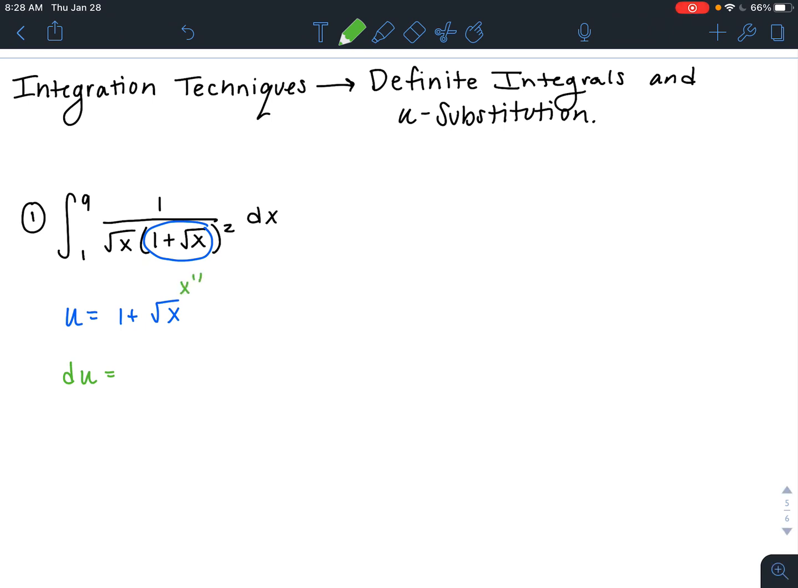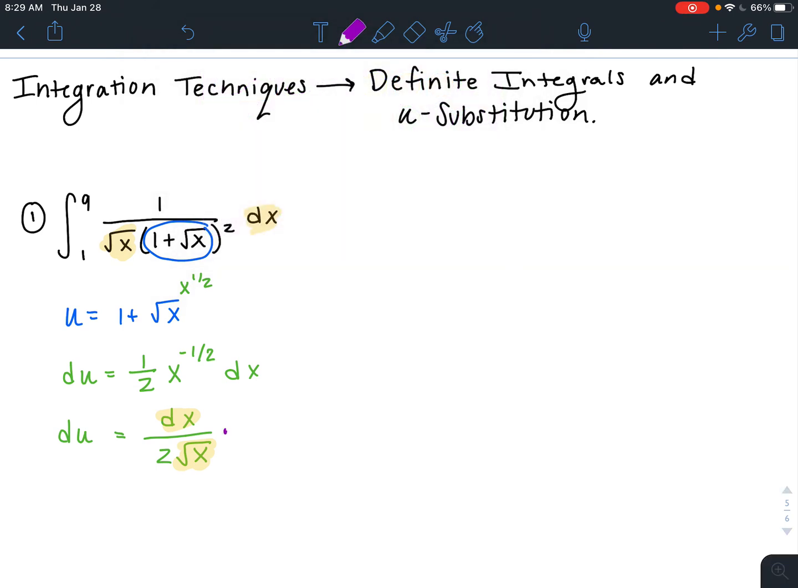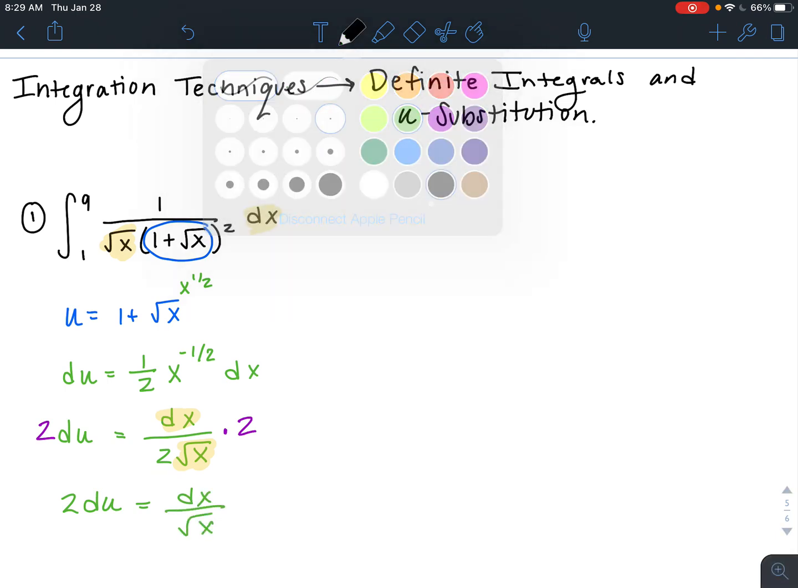So if I take the derivative of both sides, remember that this is just x to the 1/2. This becomes 1 over 2 x to the negative 1/2 dx. So du is just equal to dx over 2 times the square root of x. Well, hey, I've got a square root of x in the denominator. I've got my dx taken care of. I just have to get rid of that pesky 2 now. So if I multiply both sides by 2, now I know that 2 du is just equal to dx over the square root of x.